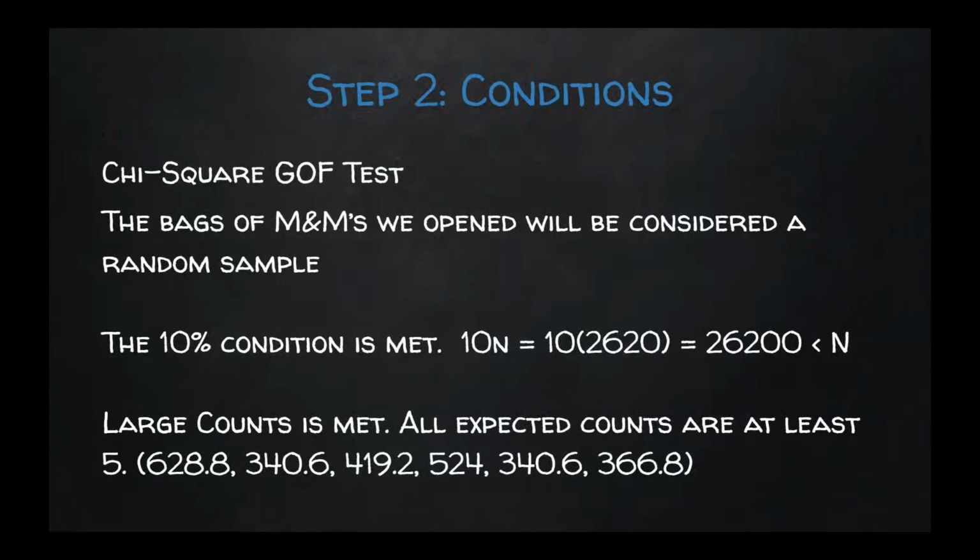The chi-square goodness of fit test is our procedure. The bag of M&Ms that were opened will be considered a random sample. The 10% condition is met because even though 2,620 M&Ms is a lot, there's way more than that in the world. The large counts condition is met because all the expected counts are at least 5, and you'll note that I've listed out the expected counts when checking this condition.